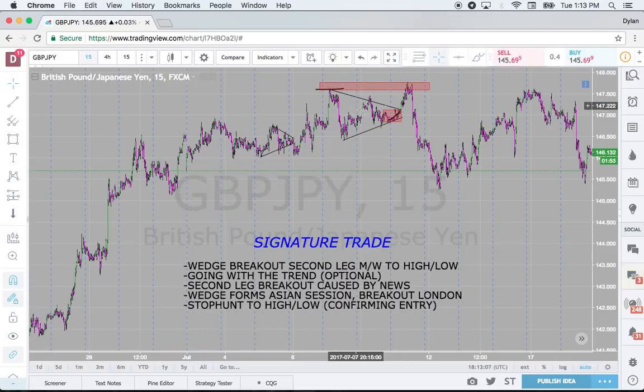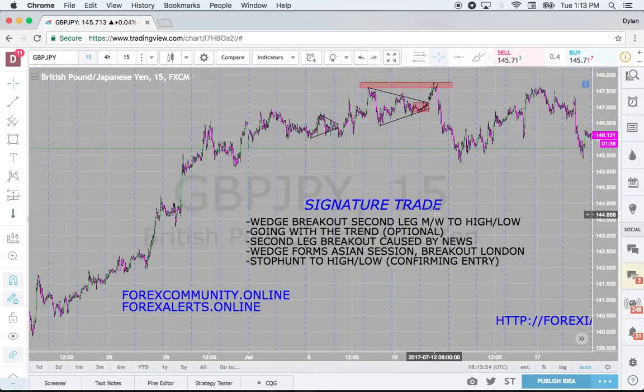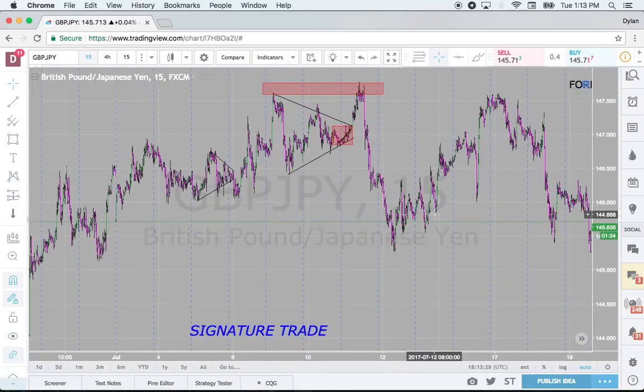But if you see a setup like this, and you are confident in the setup, then by all means take the setup. You don't have to go with the trend all the time. But if you're a beginner, make sure you are going with the trend at least most of the time.